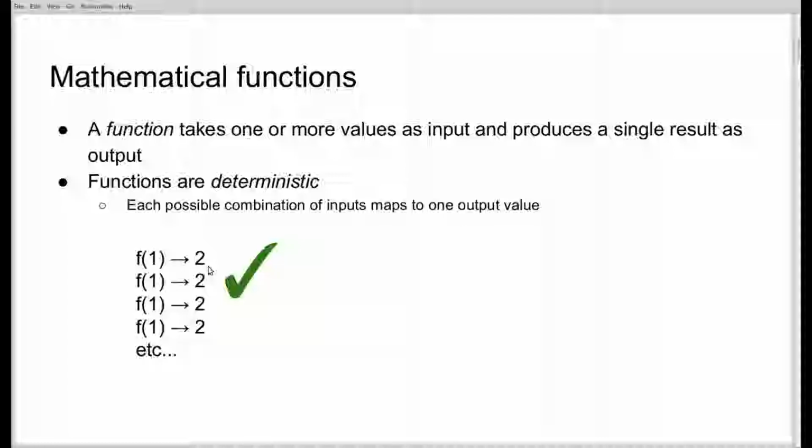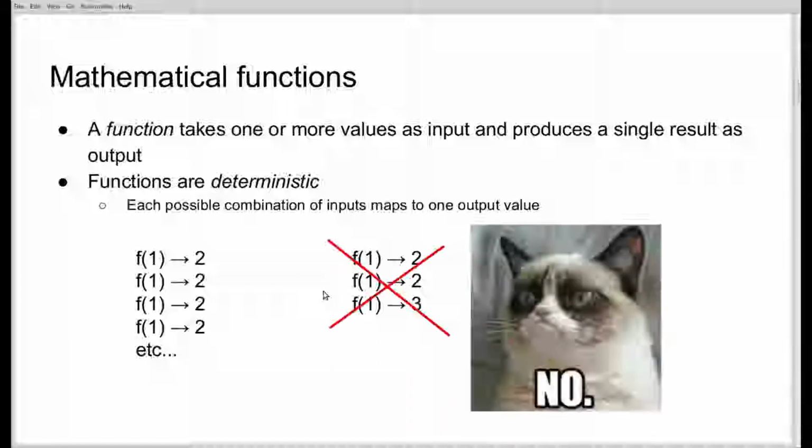That is a behavior that is characteristic of mathematical functions. What you will not see with a mathematical function is that somehow if you apply it to the same input or combination of inputs different times, that you would somehow get different output values as a result. That is not a behavior that is consistent with something that is a mathematical function.